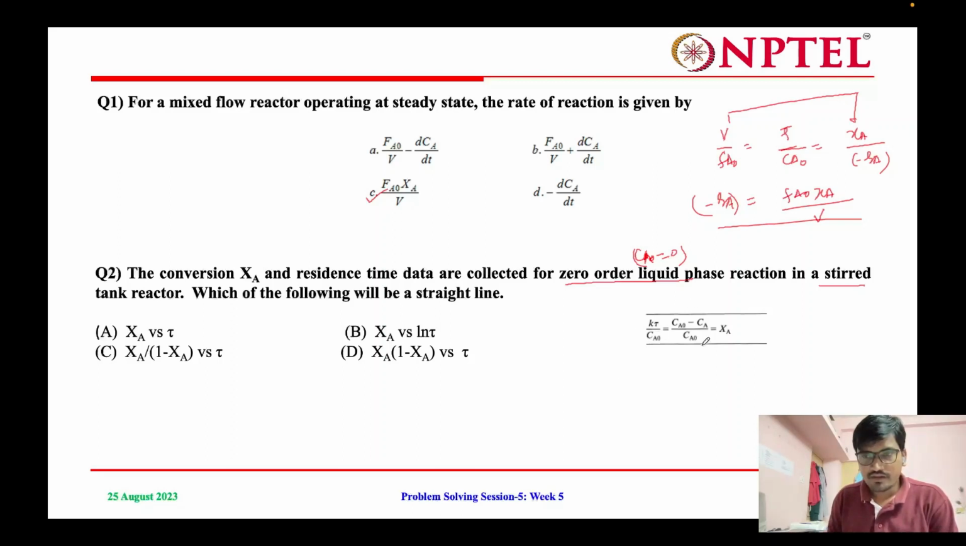So this is the performance equation for the CSTR: K tau divided by CA naught equals XA. So the XA versus tau graph will give a straight line with K by CA naught as the slope. So option A is right.